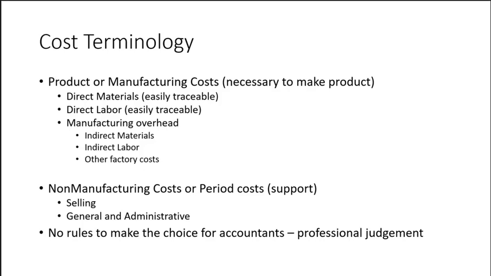Then we have a bunch of what we refer to as indirect costs that all get lumped into manufacturing overhead, or sometimes just overhead for short. And you've probably heard that term overhead because it's thrown around all the time. But for us, it is a manufacturing cost. So it's costs that are necessary to make the product, but that are not directly traceable to the product.